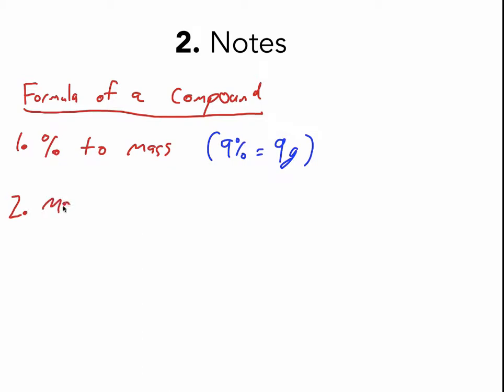Step 2 is not optional. Mass to moles. Whatever you have for your gram value, you're always going to convert it to moles, just like we do with stoichiometry. Very, very, very important first step.